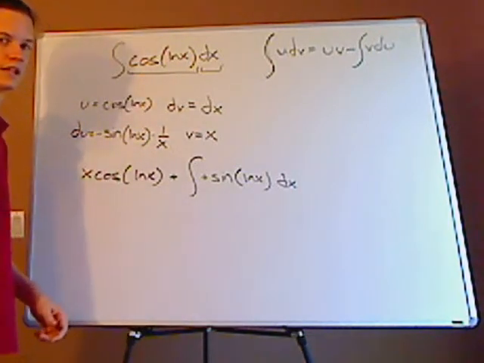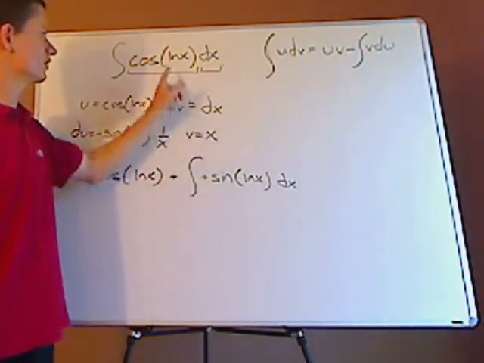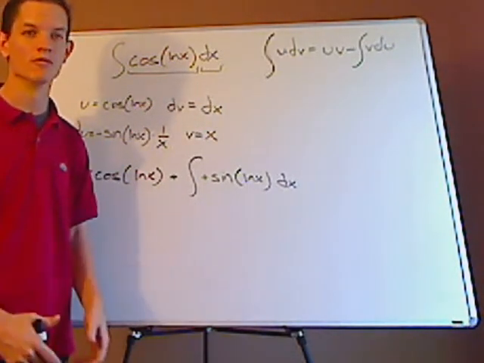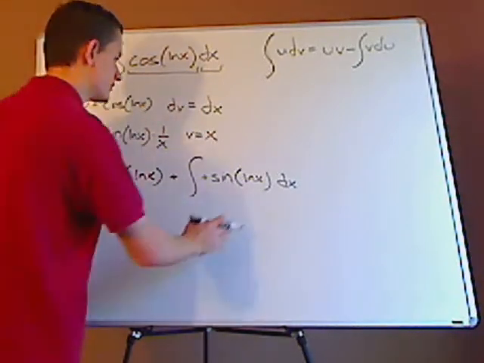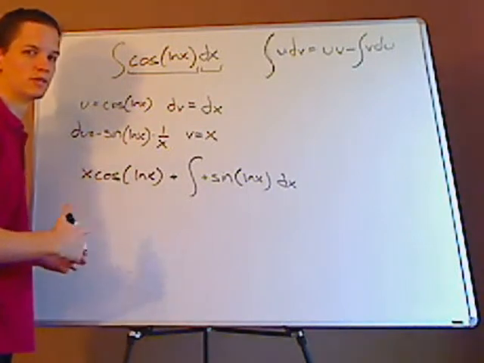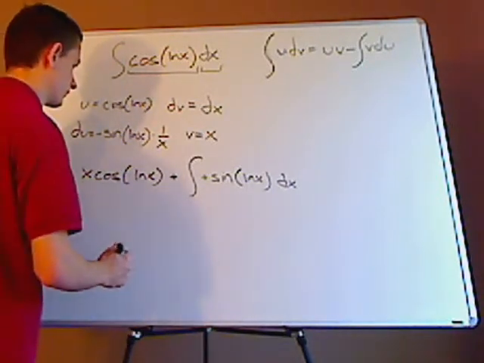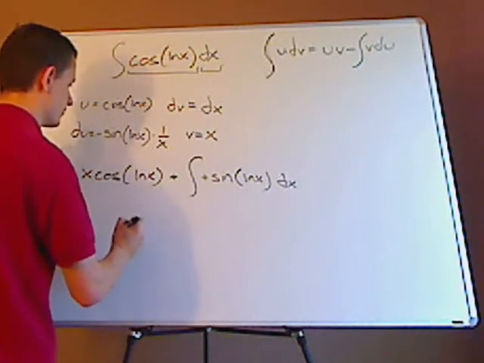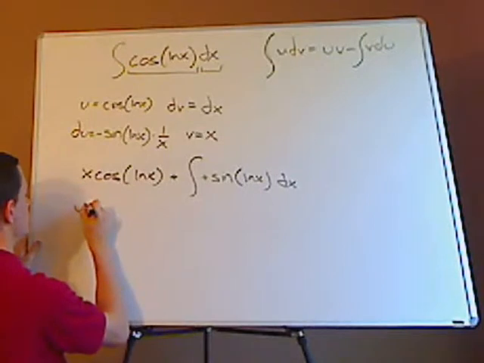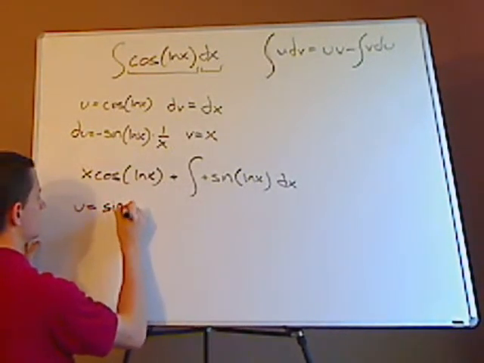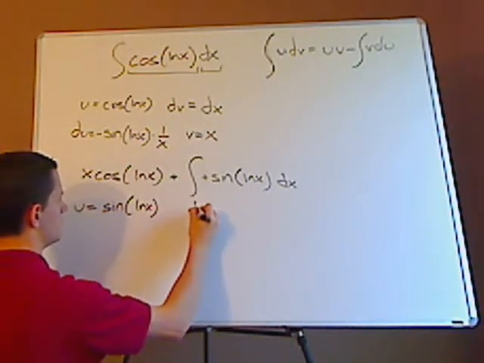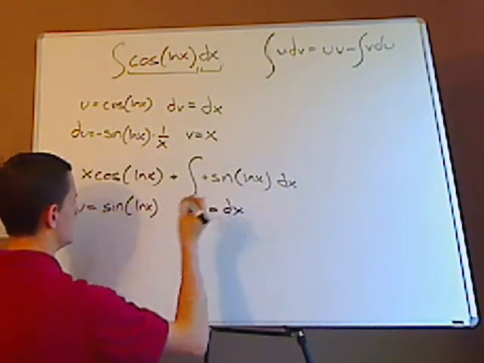Now, notice something. It's very similar to where you started. So what are you going to do? Just keep going. If you get it to be the same, then you have to do some fancy-dancy addition, subtraction, maybe some multiplication. So let's do integration by parts again. Same thing, I'm going to make the u sine ln x. I'm going to make the dv dx.